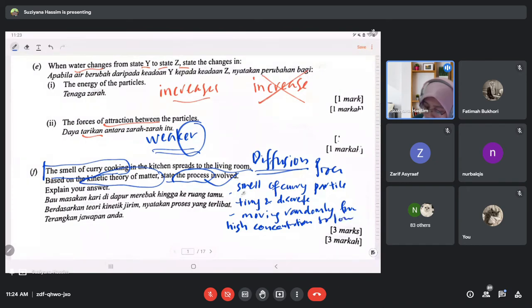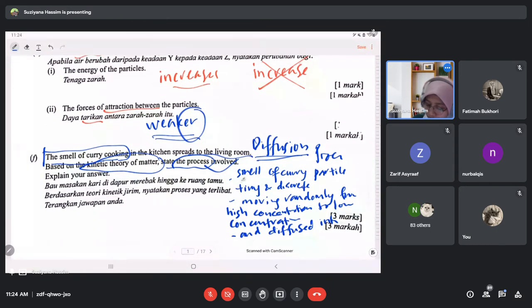To low concentration and diffuse into empty spaces between the air particles. How to get marks?